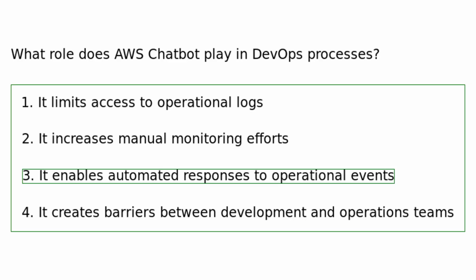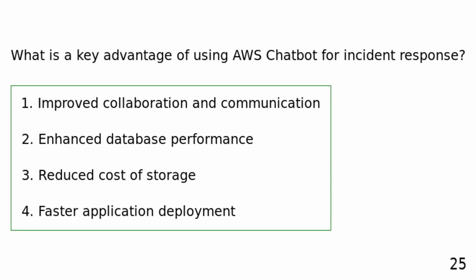AWS Chatbot plays a role in DevOps processes by enabling automated responses to operational events, promoting collaboration and efficiency between development and operations teams. What is a key advantage of using AWS Chatbot for incident response?